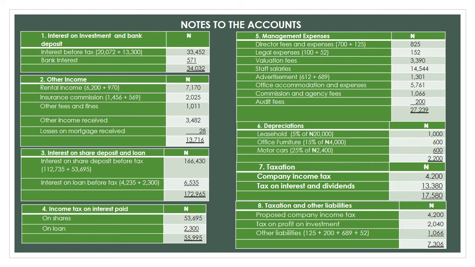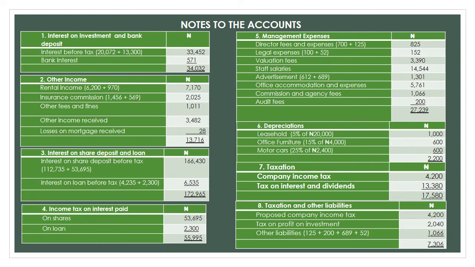So you have 33,452. Then since we have said interest on investment and bank deposits, we want to add bank deposit to it. The interest from bank deposit is bank interest, which is 571. If you add it together, you have 34,032. And if you check your income statement, you see that this is the figure that was reflected there.